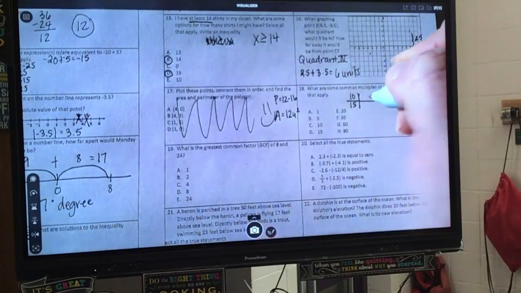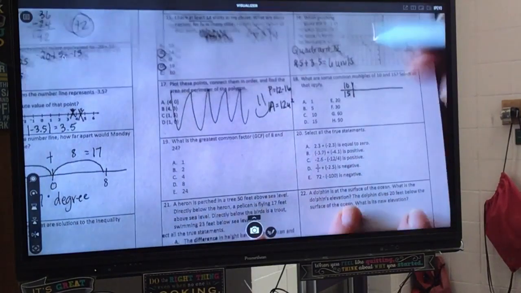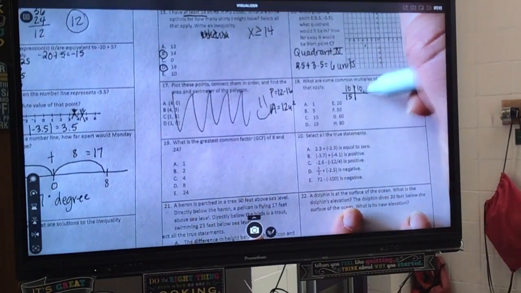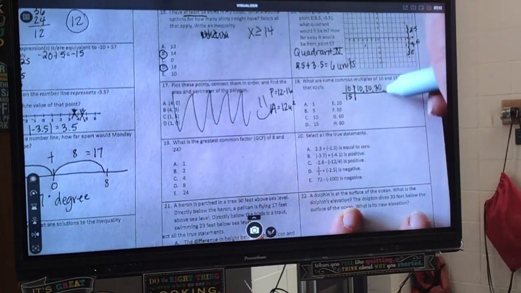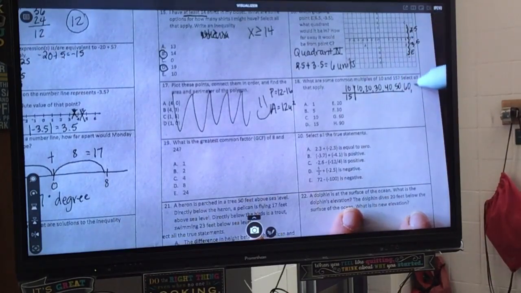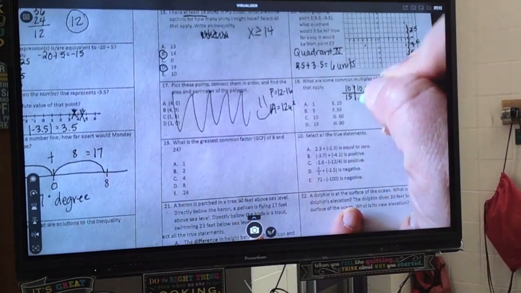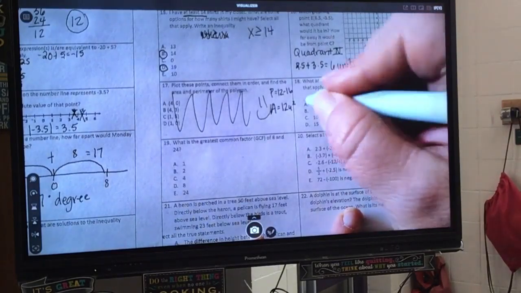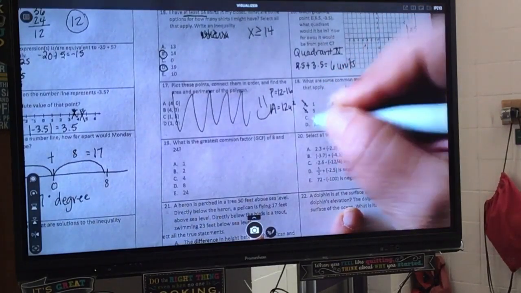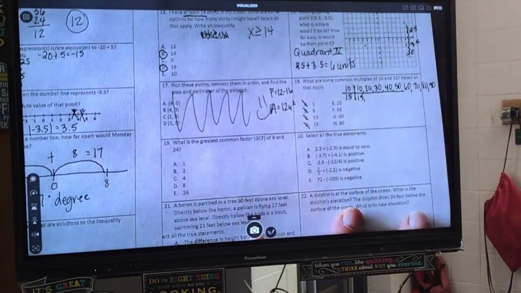Okay, so multiples of 10. So we have 10, 20, 30, 40, 50, 60, 70, 80, 90. Okay, multiples of 15. So we have 15. So that gets rid of A, B, C, and D. Why do we get rid of those first 4? Delilah? Because they're not part of the multiples. Right, and they have to be the same.